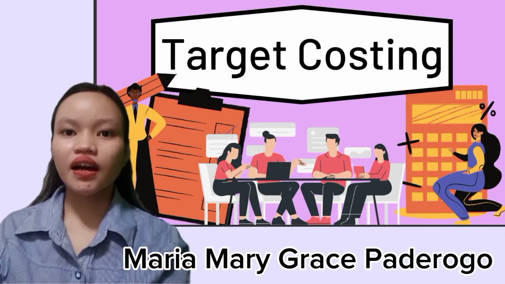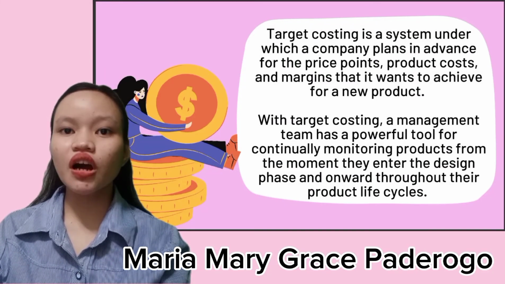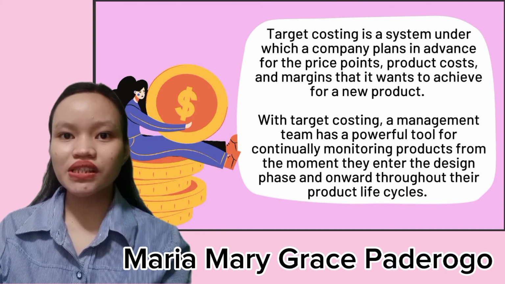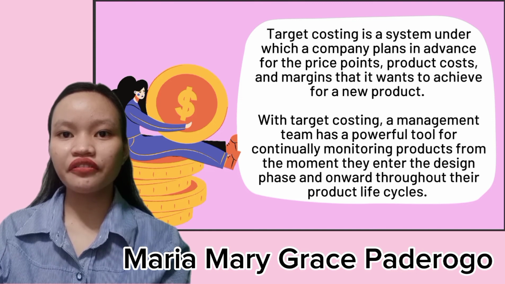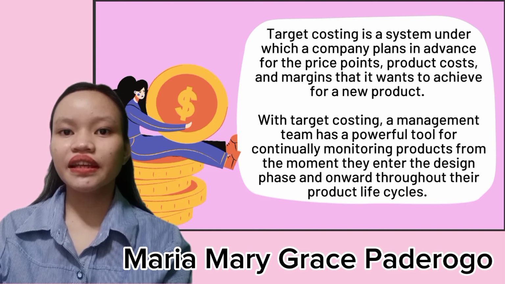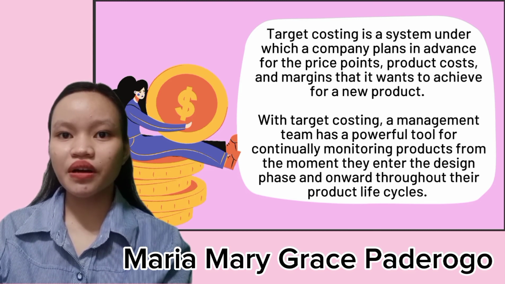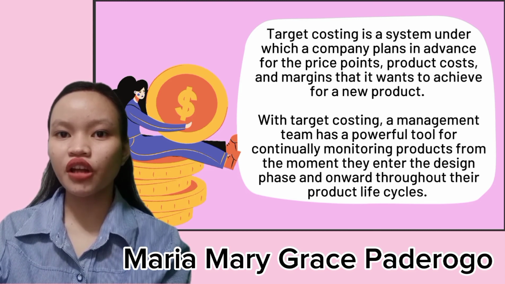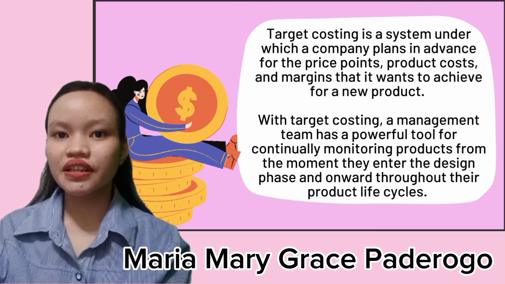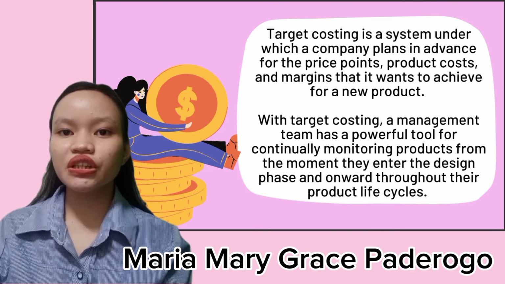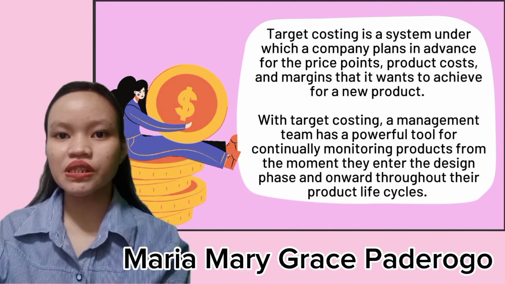What is target costing? Target costing is a system under which a company plans in advance for the price points, product costs, and margins that it wants to achieve for a new product. If it cannot manufacture the product at these planned levels, then it cancels the design project entirely. With target costing, a management team has a powerful tool for continually monitoring products from the moment they enter the design phase and onwards throughout their product life cycles. It is considered one of the most important tools for achieving consistent profitability in a manufacturing environment.